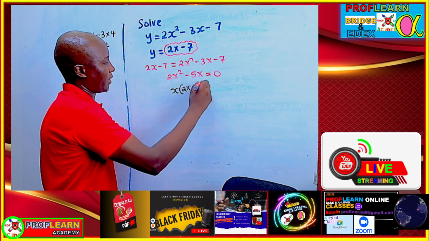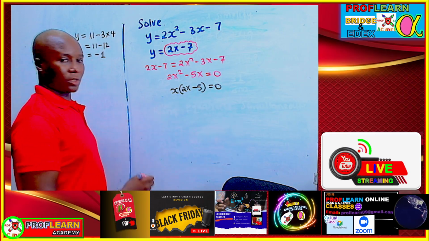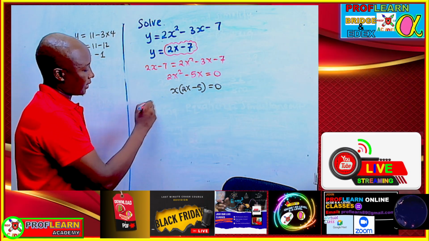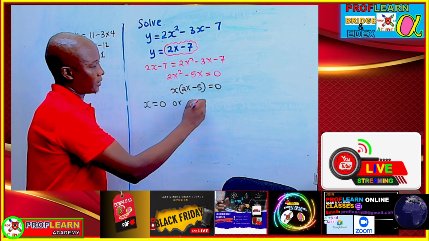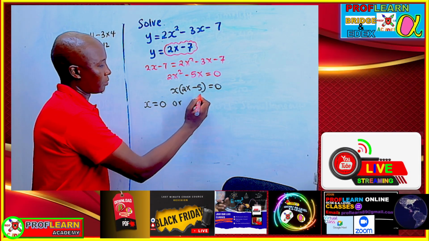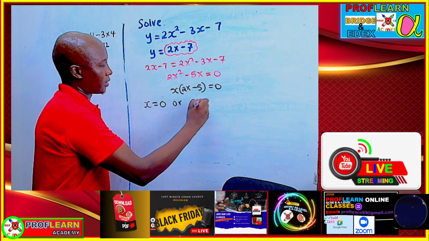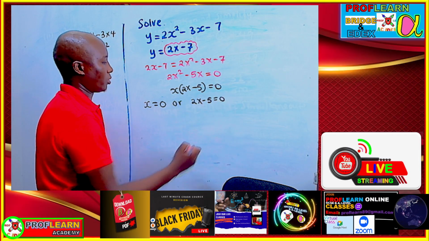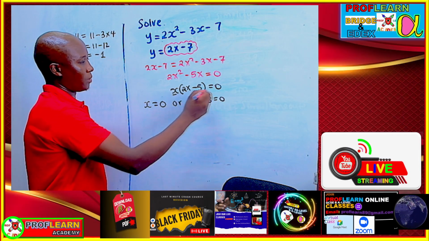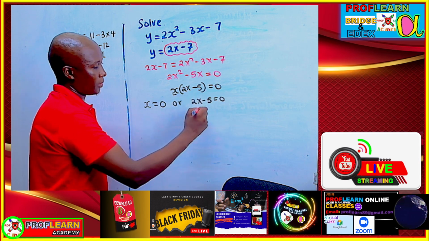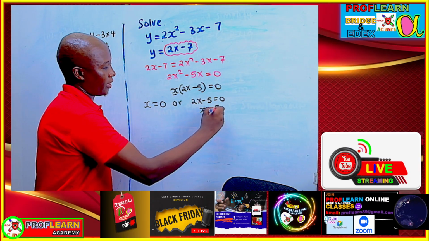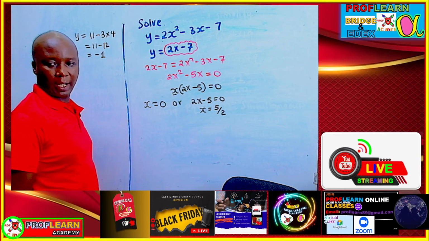2x minus 5 is equal to 0. So that means x can be equal to 0, or 2x minus 5 is going to be equal to 0. So this part will be equal to 0, all this will be equal to 0. So that is going to be x is equal to 5 over 2, like that.